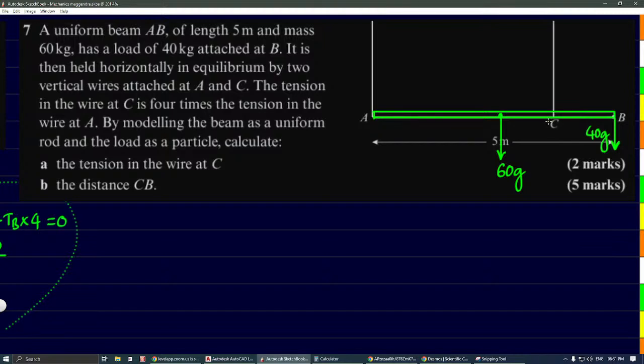By modeling the beam as a uniform rod and the load as a particle, calculate the tension in wire C. The tension in the wire at C, let us say TC, and tension at A, TA. So he's telling us TC is 4 times TA.